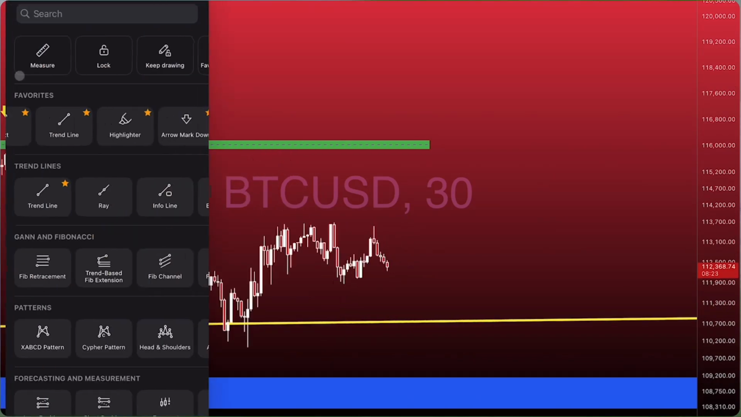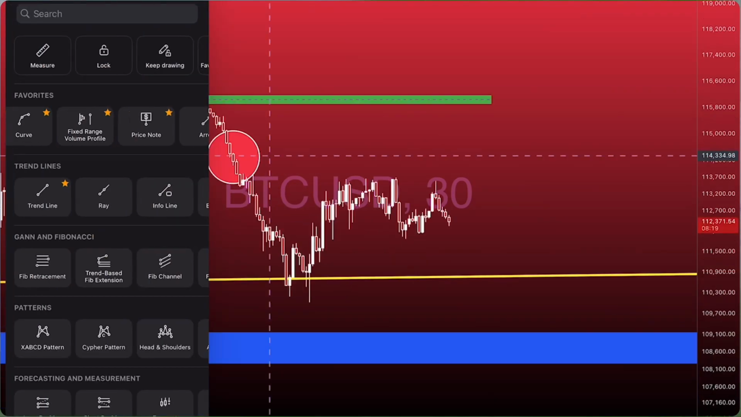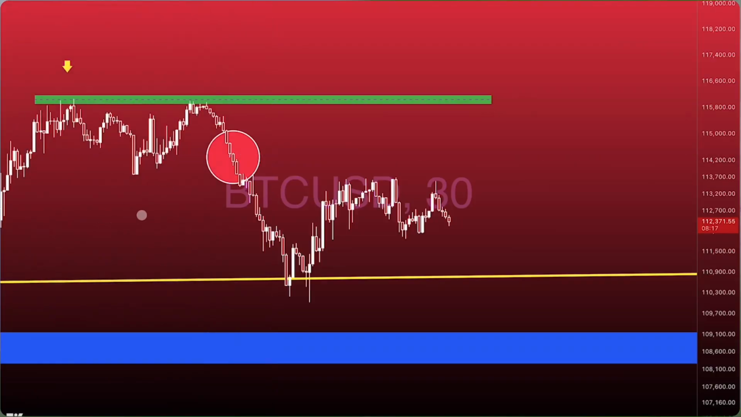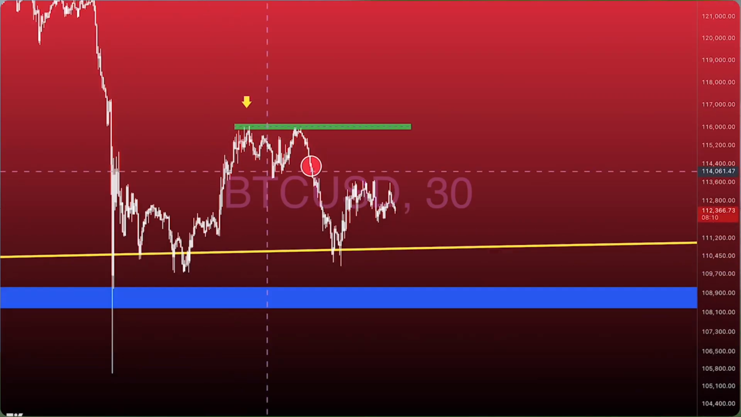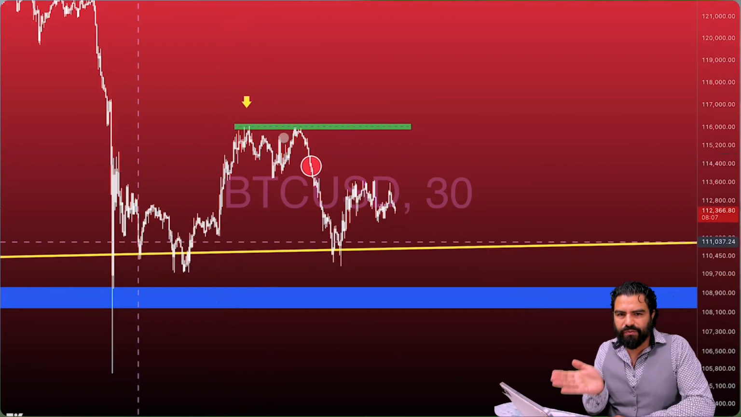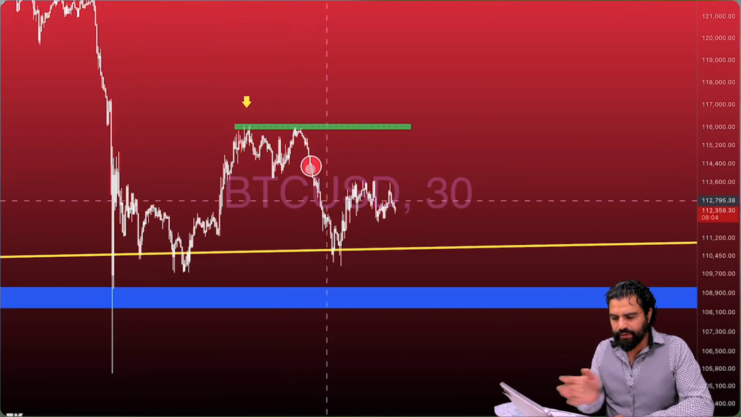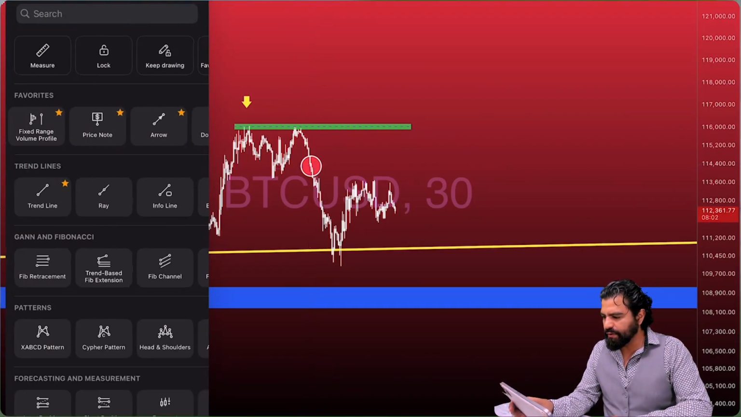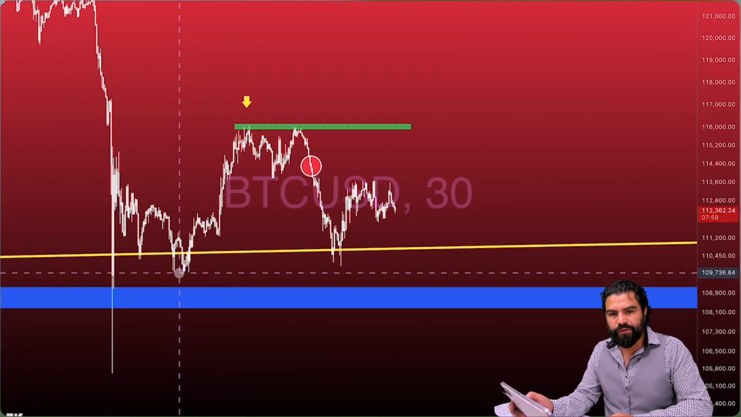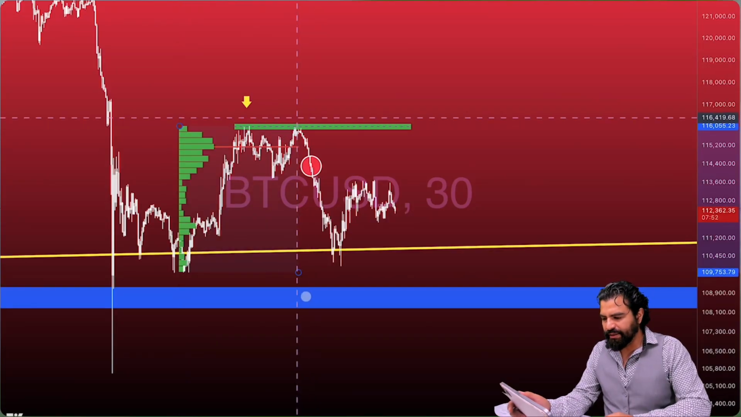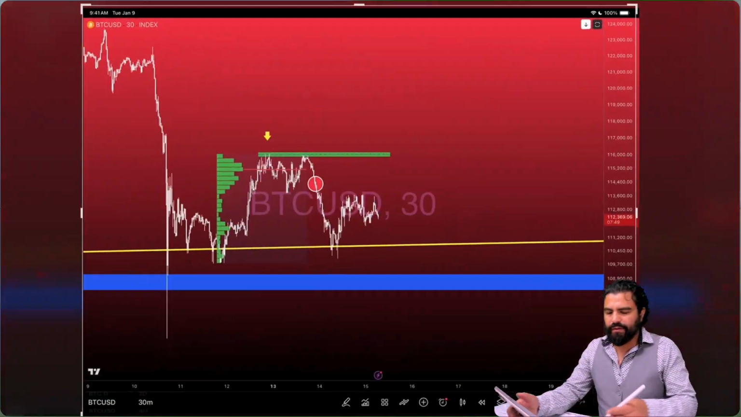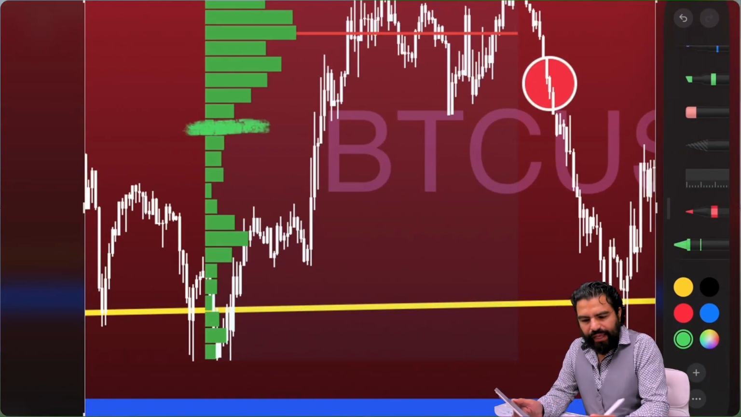Let's do our target system, fixed range volume profile. And we're now going to profile, just as we did the entire move, the smaller move that triggered the entry. Here it is. Fixed range volume profile from the bottom to the top. We have two tops. And it's telling us the target. So in this case, the target from this is going to be in this area.